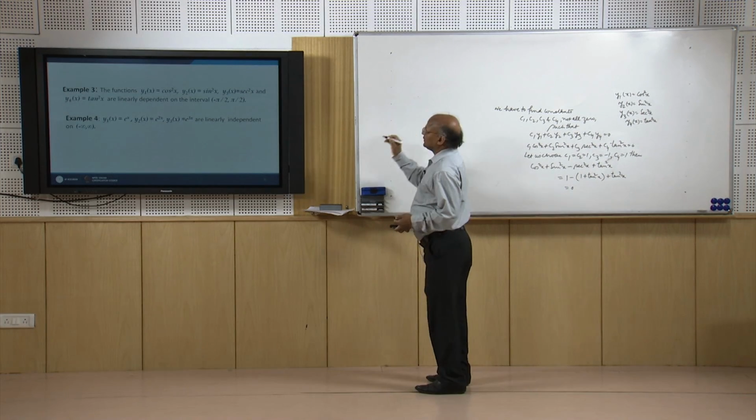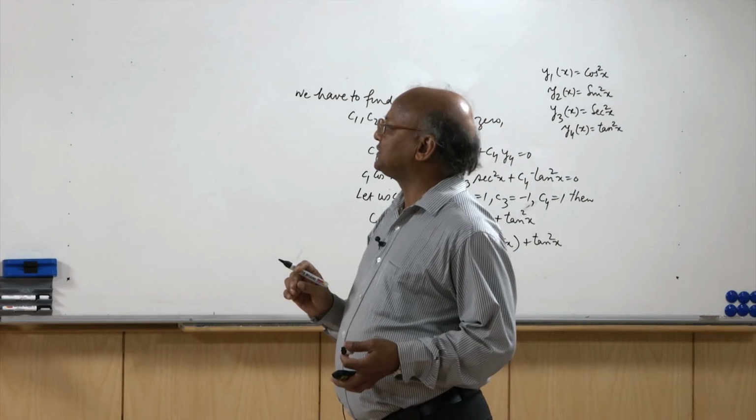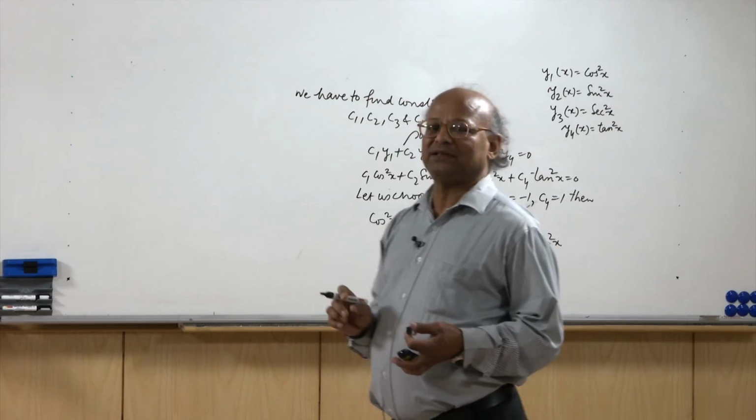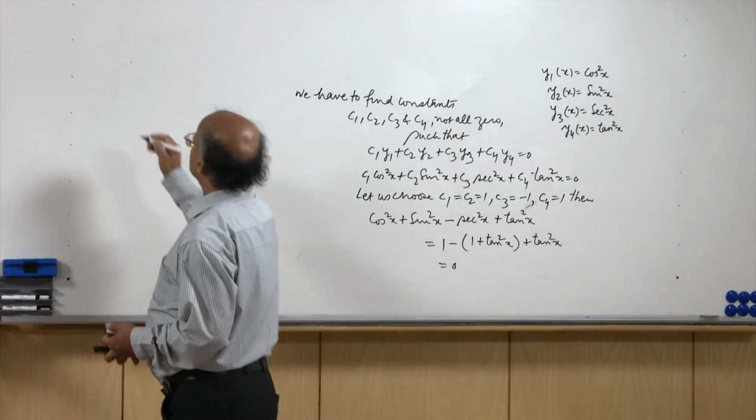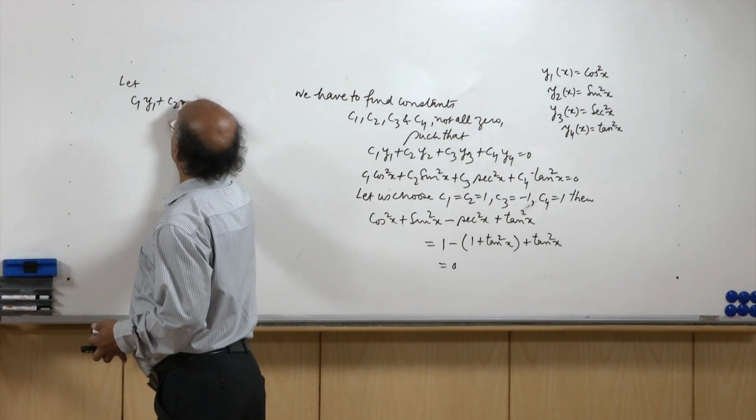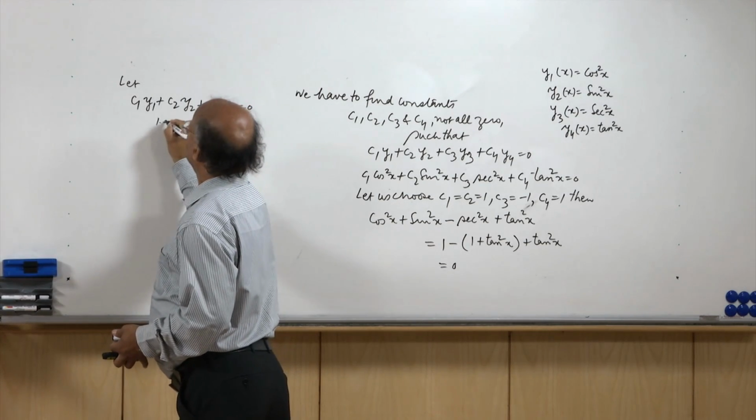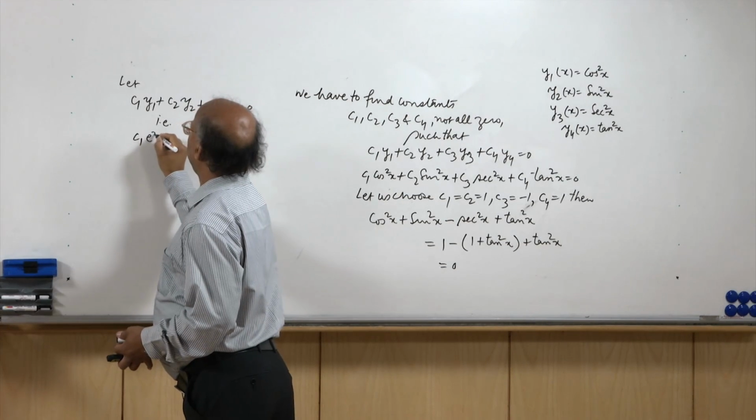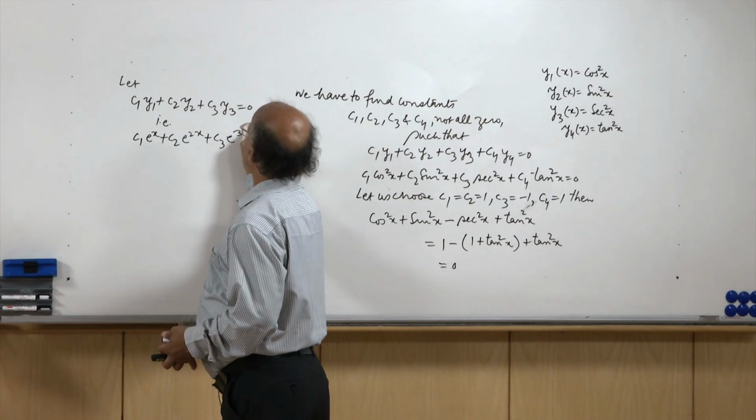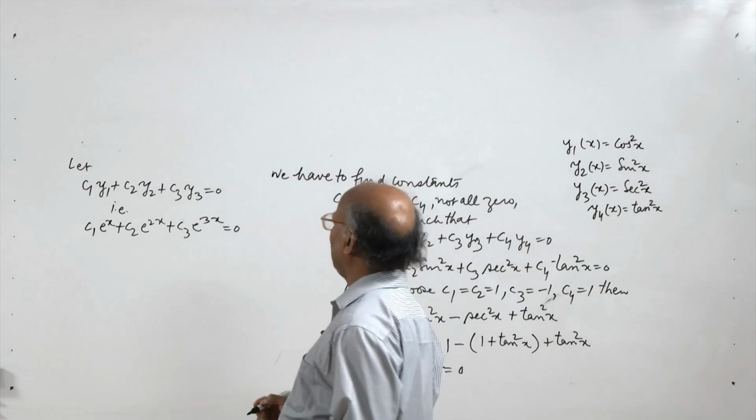So in order to prove that they are linearly independent, we have to show that whenever we write C1 y1 plus C2 y2 plus C3 y3 equal to 0, it will always imply that C1, C2, C3 all are zeros. So let us say C1 y1 plus C2 y2 plus C3 y3 is equal to 0. That is, C1 e to the power x plus C2 e to the power 2x plus C3 e to the power 3x equal to 0. Our aim is to prove that C1, C2, C3 all are zeros.